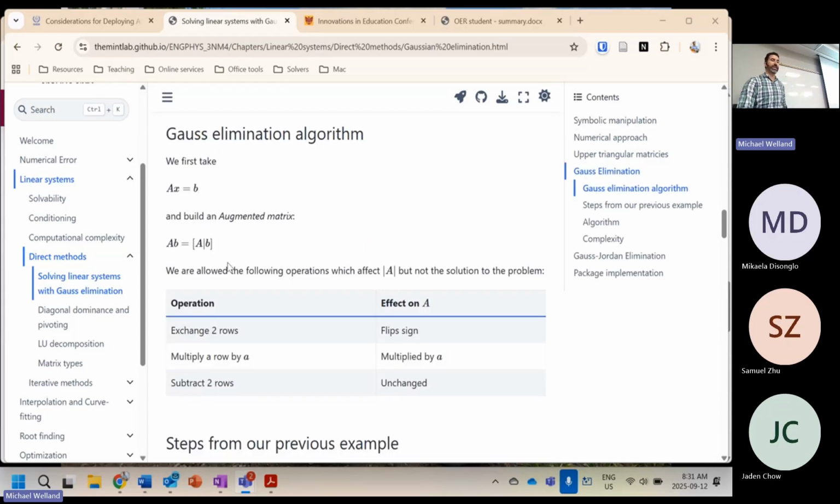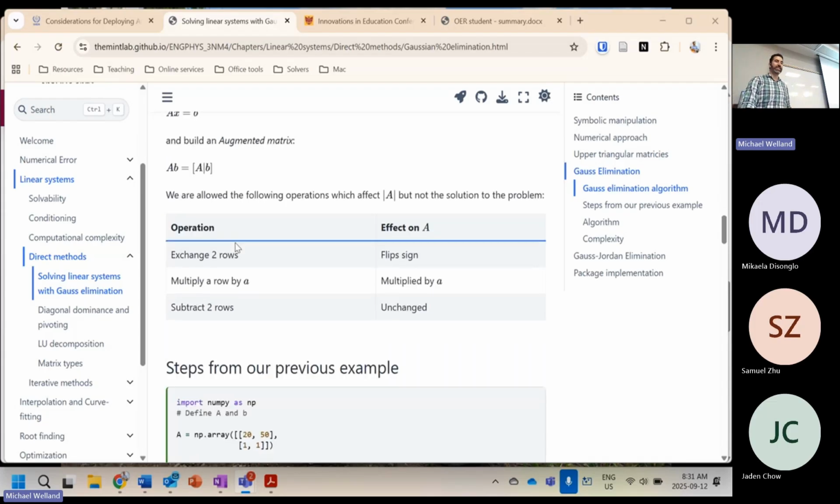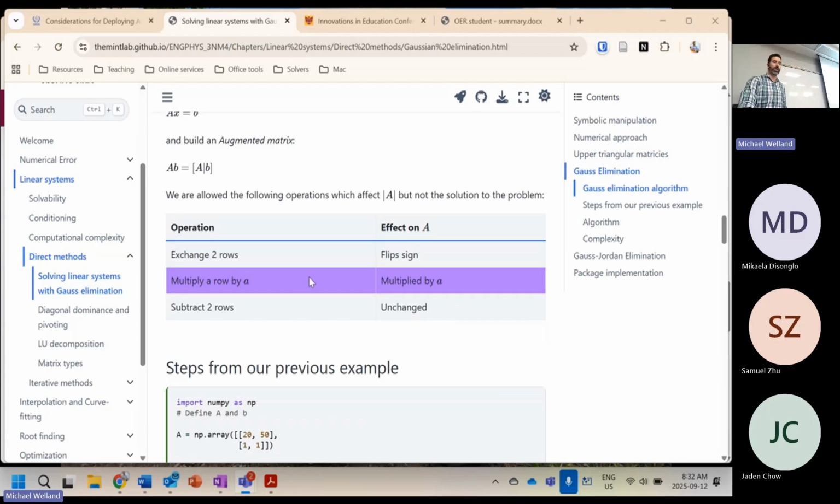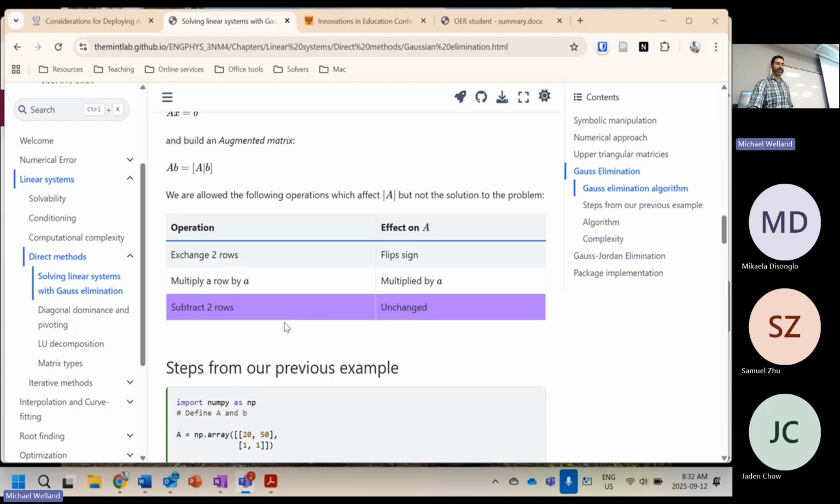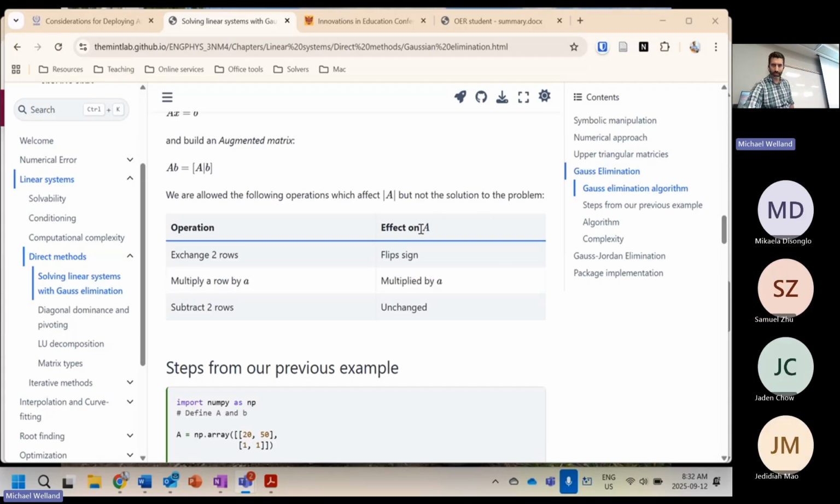Again, the way that you do that is you form the augmented matrix by slapping one into the other, and then you do these operations: exchanging two rows results in flipping a sign, multiplying row A by a constant, right? Oh, sorry, this is the effect on.